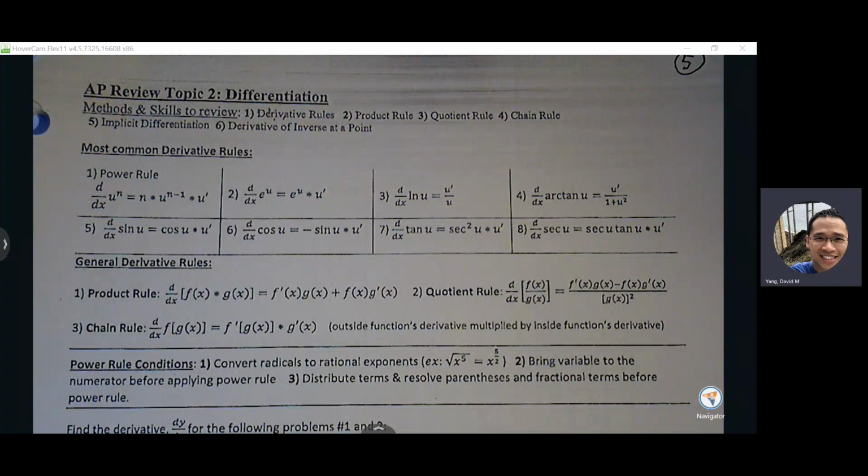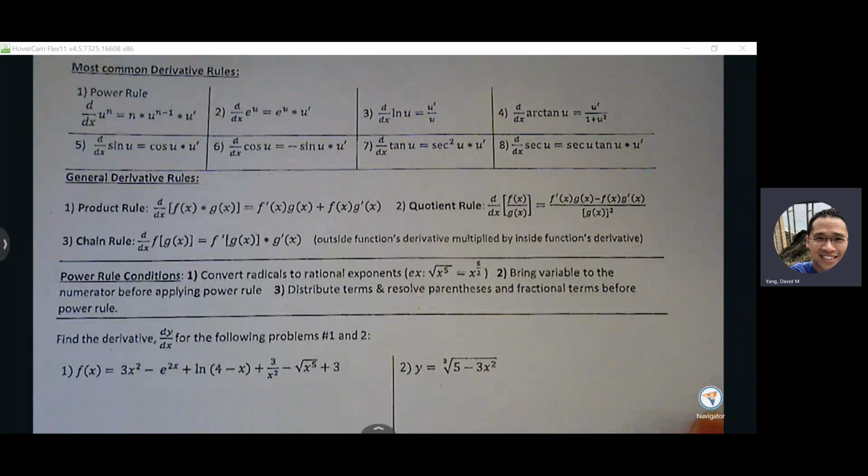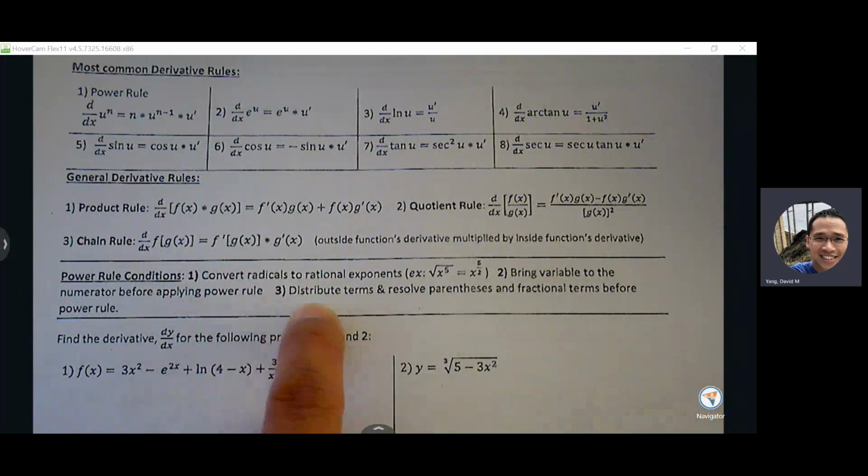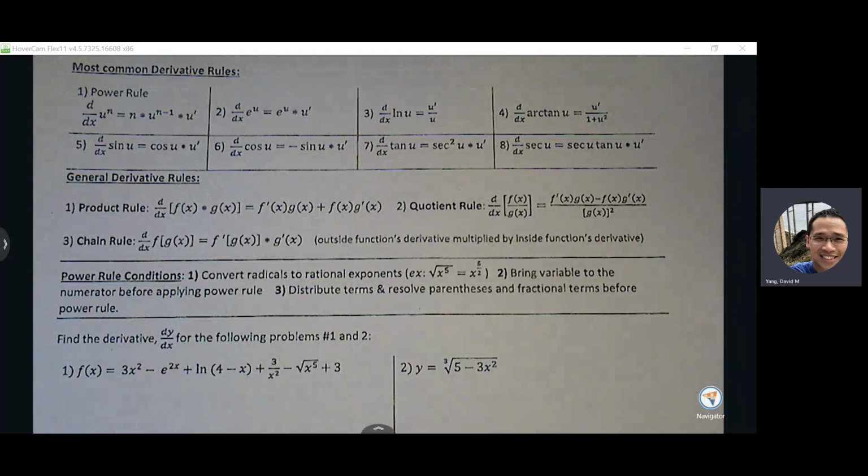We did a lot of practice with these rules recently. Chain rules as well. Power rule, that's probably the rule that we're most familiar with. But even so, there are quite a few conditions that we have to make sure it passes before we do power rule. There's a lot of ways to do power rule incorrectly.